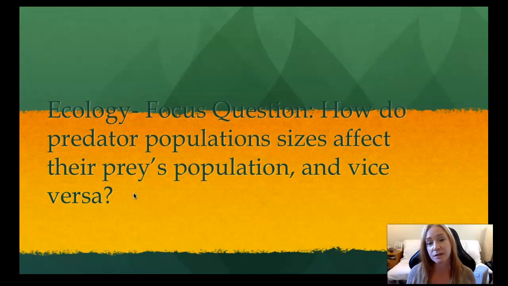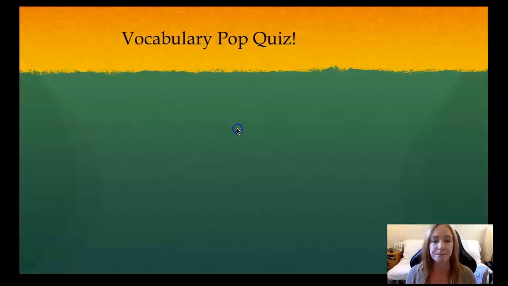Also, always keep in mind the big question about the phenomenon that we watched, about the wolves in Yellowstone: how do wolves change rivers? Today we'll look at maybe adding some evidence to your claim or rewriting your claim. That's the goal. You want to answer that question and you need to use evidence to do it. So today we're going to focus on how predator population sizes affect their prey's population and vice versa.